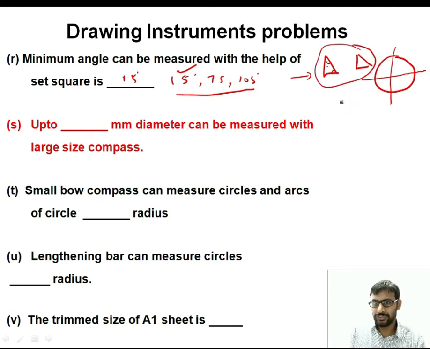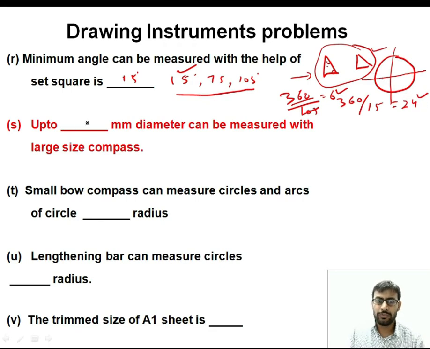The answer is that the 360 degree angle, the complete angle of the circle, divided by the minimum 15 degrees, means we can divide this circle into 24 equal parts. A maximum of 24 equal parts can be made. The maximum angle we can plot with the help of the set square is 105, so when we divide it, it gives us 6. So a minimum of 6 equal parts can be made with the combination of these two.